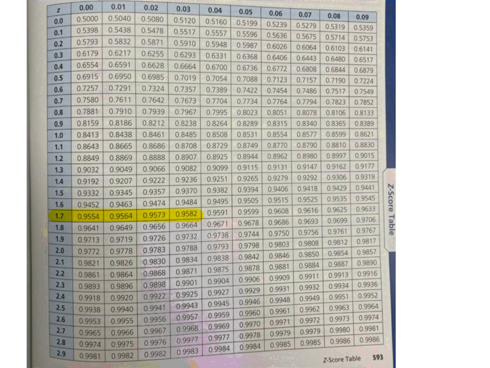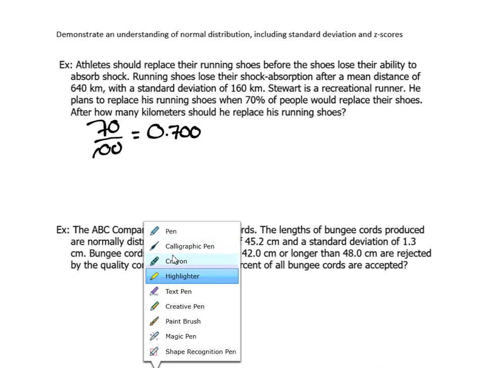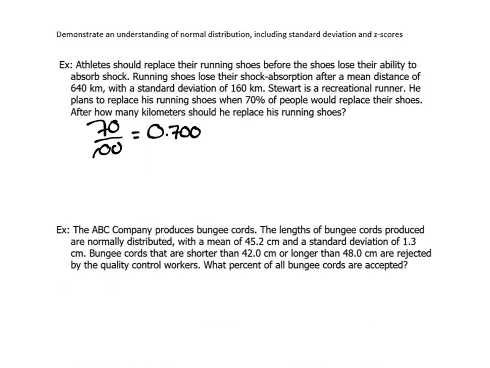When we find 0.7, we're going to find the things closest to 0.7. So we're going to find the one above and the one below 0.7. I found 0.701. So here's the one above, and this is the one below. I have 0.6985 and 0.7019. Since I have those two data points, I'm going to take the middle part of those two numbers. They sit in the middle of those two numbers.